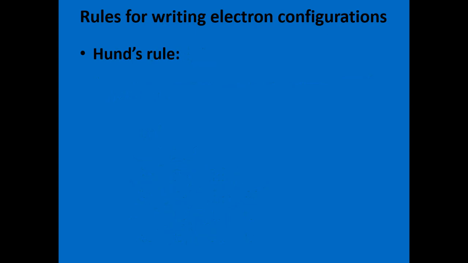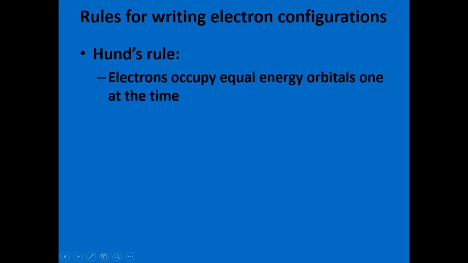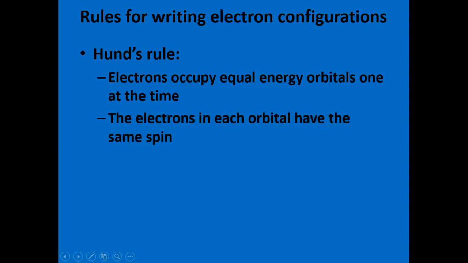Hund's rule is the easiest rule to forget about, the easiest rule to overlook. But Hund's rule says that electrons occupy equal energy orbitals one at a time. And when they occupy the energy levels one at a time, they each have the same spin. I call this the school bus rule.